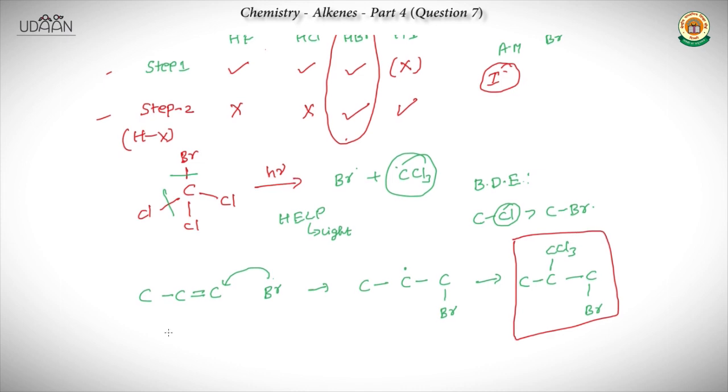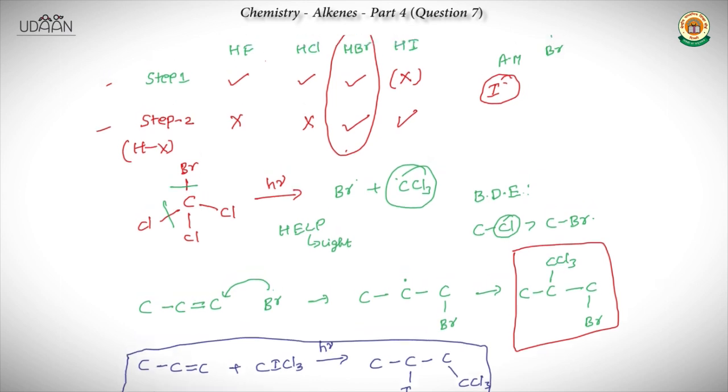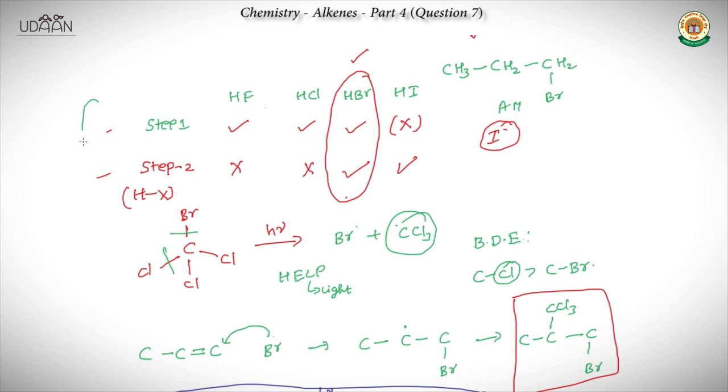Now, I want you to try this one. What if I give you, say, C=C plus CCl3I in the presence of HNO3? Now, the answer is exactly the opposite of it. You will get C, C, C, I here, and CCl3 here. I want you to figure out the reason for it, and if you want a hint, I'll give you this. Look into the data I've given you. You will get to know the reason.